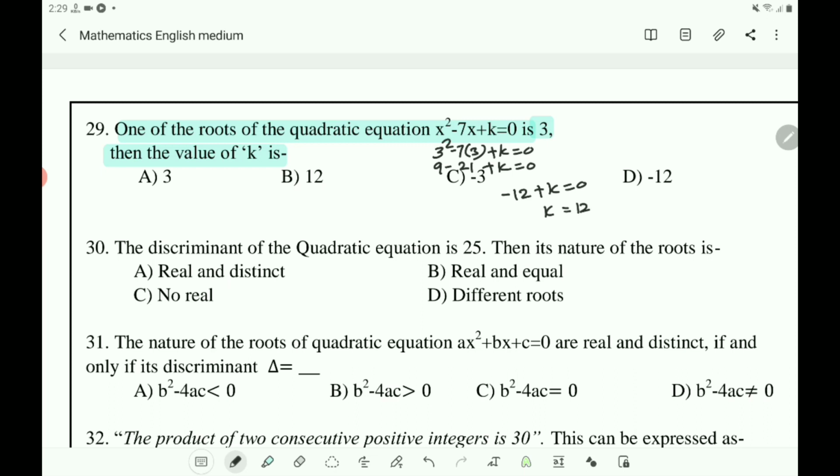Then what is the answer? Option B is the answer. So note down option B. Here one of the roots is given, that is 3. That is nothing but the value of x. If you substitute the value of x and solve for k.